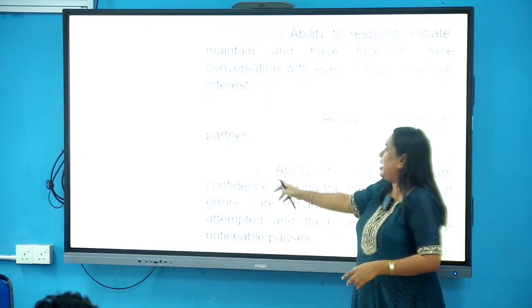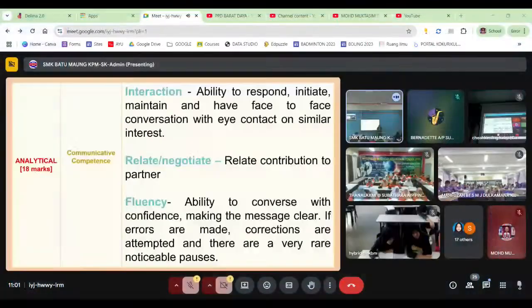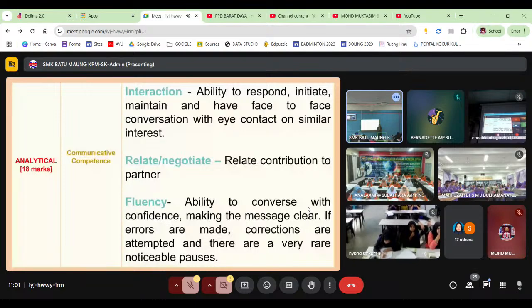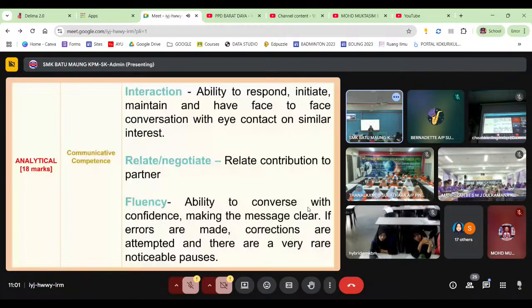Next, fluency. This is what we will be looking at when it comes to communicative competence. What I mean by fluency is try to avoid long, noticeable pauses. Sometimes you stop, right? You pause to think. Am I correct? Think of a word, think of a structure. So, do not just keep silent or keep quiet. What can you do instead of keeping quiet? Smile. Why? Because you're still thinking of the word.